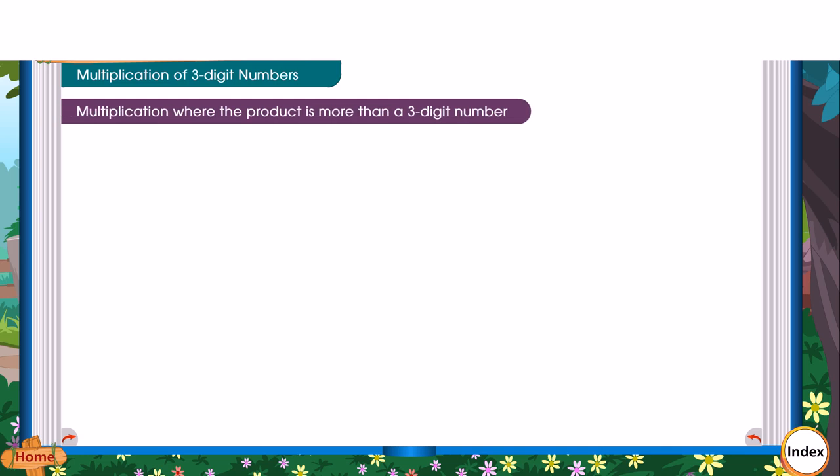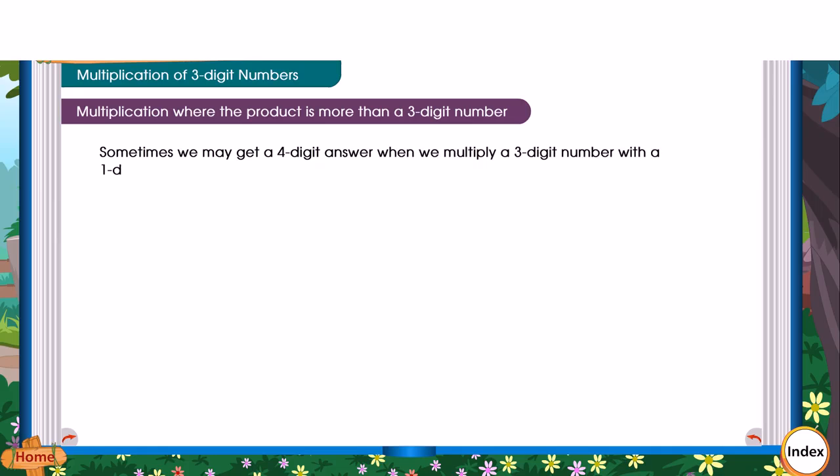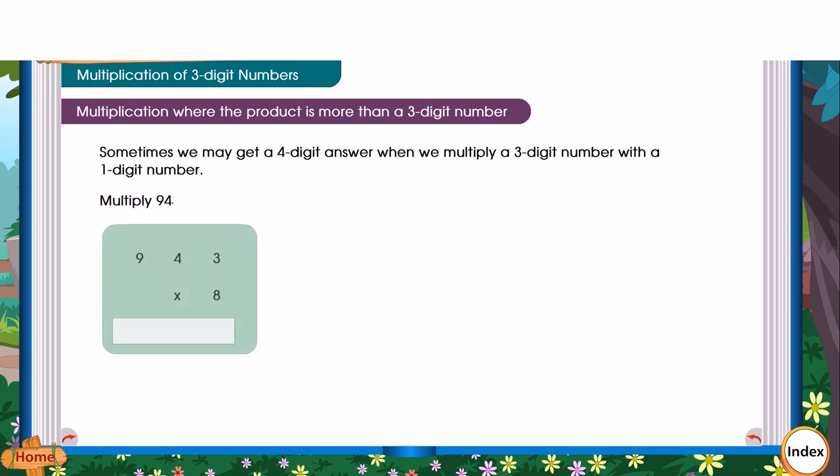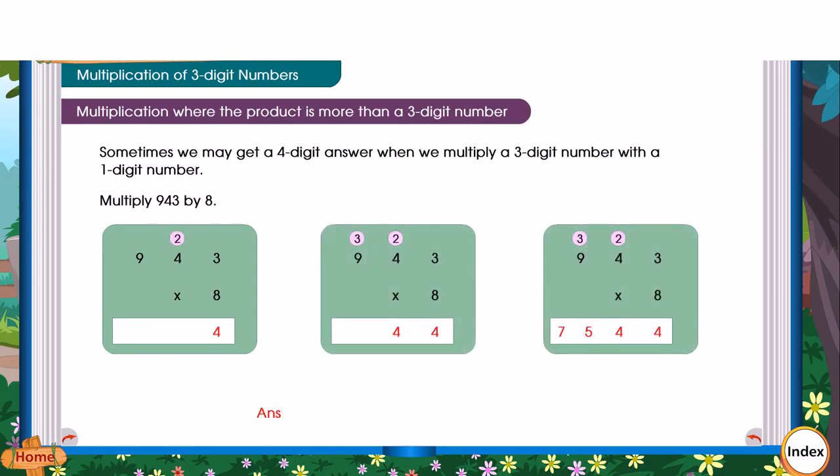Multiplication where the product is more than a 3-digit number. Sometimes we may get a 4-digit answer when we multiply a 3-digit number with a 1-digit number. Multiply 943 by 8. Answer. The product of 943 and 8 is 7544.